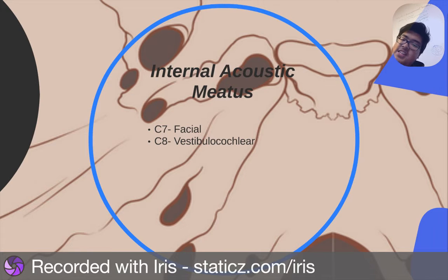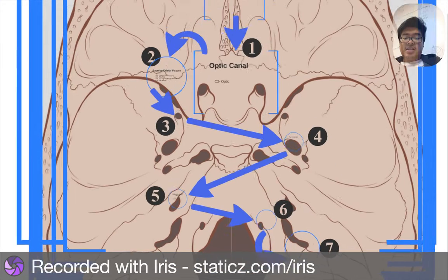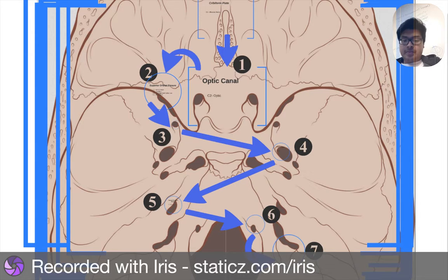And what does the vestibulocochlear do? The vestibulocochlear has 2 functions. The vestibulo part provides balance to your body, so it determines internal balance, and the cochlear part helps you hear. Nice. And then, all right, number 6.